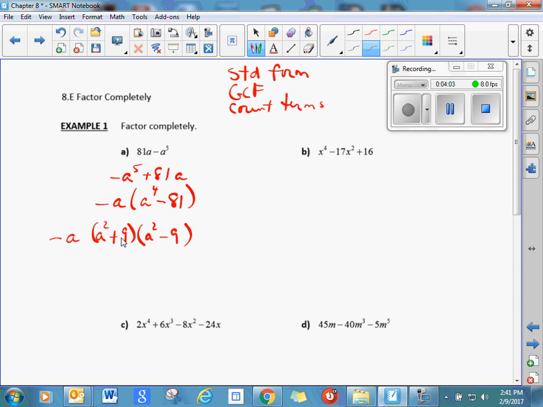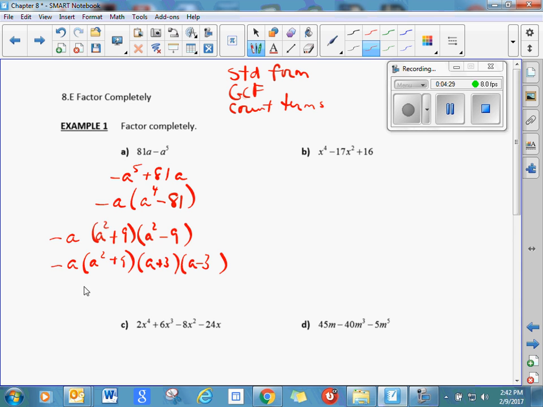A squared plus 9, I can't do anything else with him. He's not a difference of two squares because he has a plus sign. But this guy, he can be factored further. So I'm going to bring down what I've already got, and I notice that this is the difference of two squares. So I'm going to do a plus 3 and a minus 3.